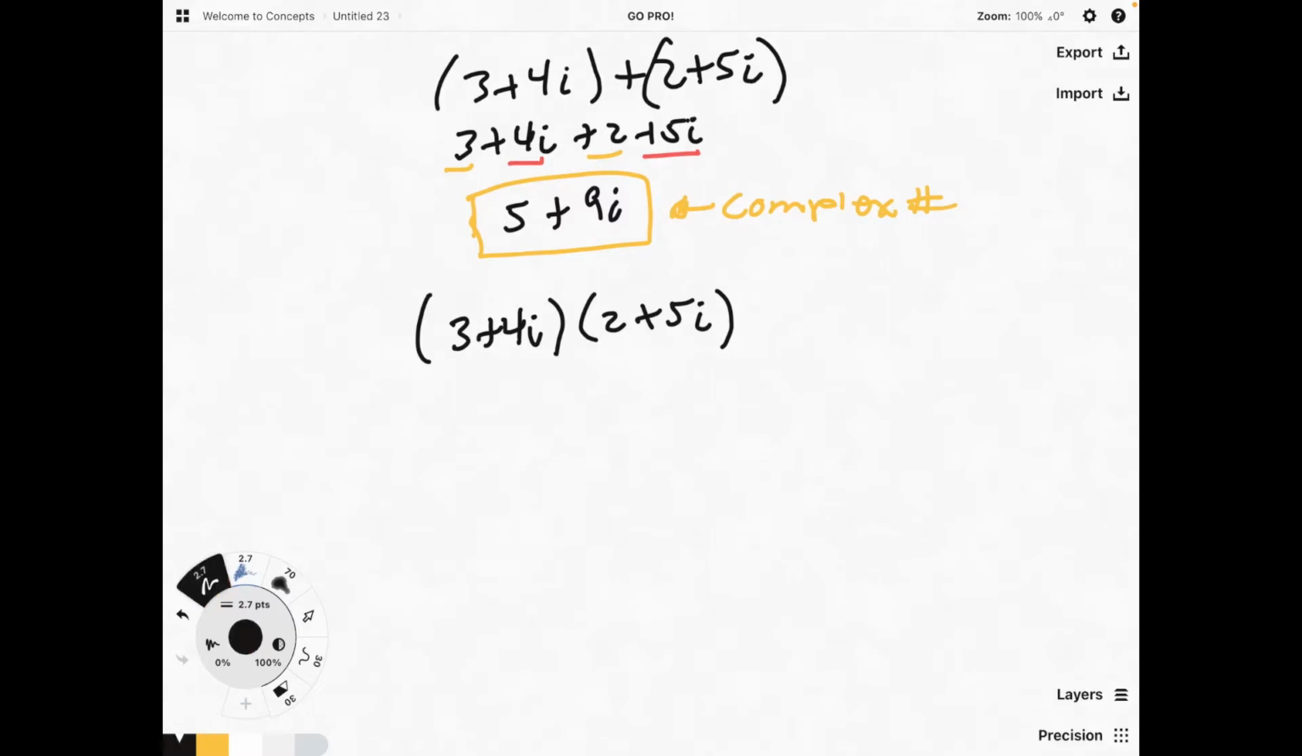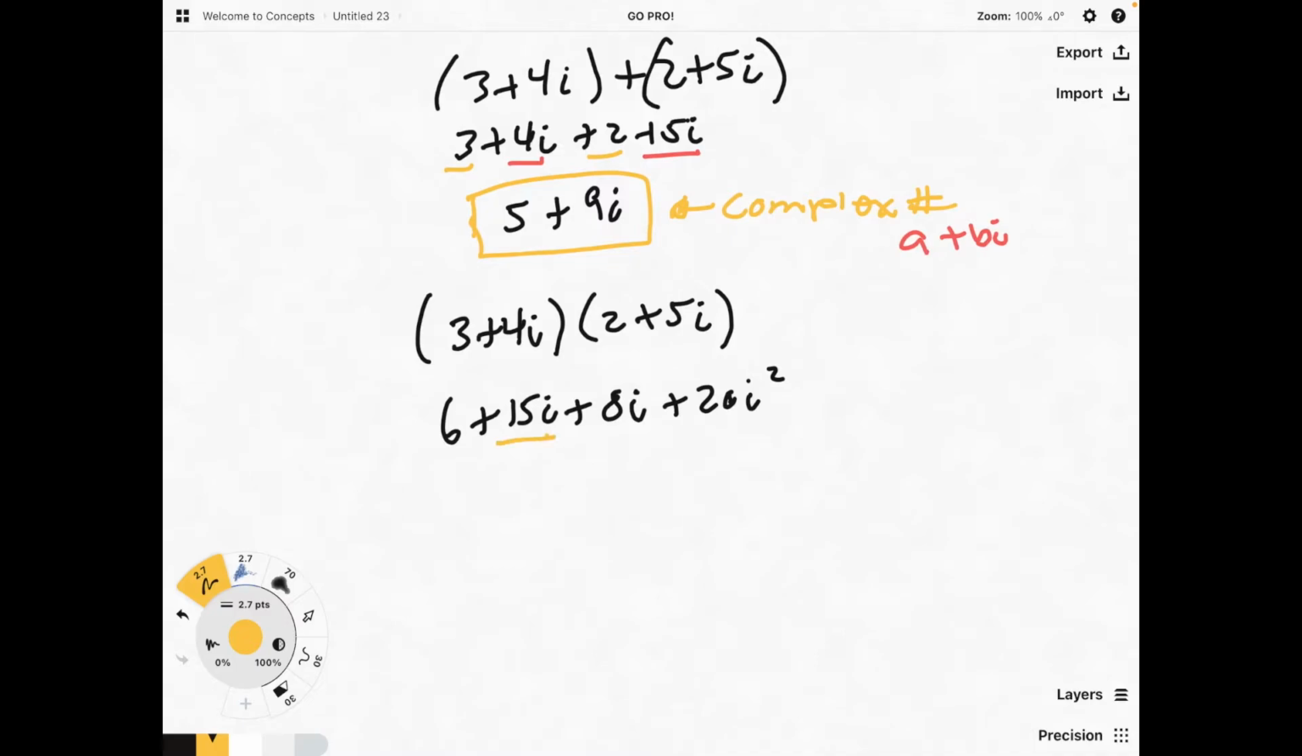And again, we know that complex numbers are typically written in the form a plus bi. Looking at our next example, again, we're going to do the exact same thing as far as treating i like a variable x. And so in this case, we have 3 times 2, which is 6, 3 times 5i, which gives us 15i, 4i times 2, which gives us 8i, and then 4i multiplied by 5i, which gives us 20i squared.